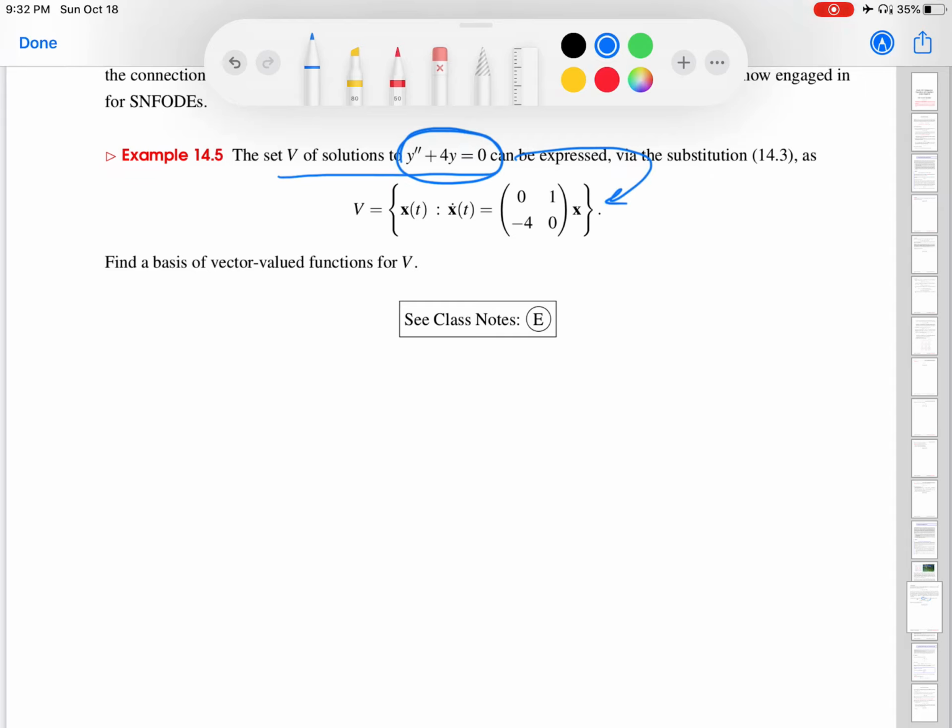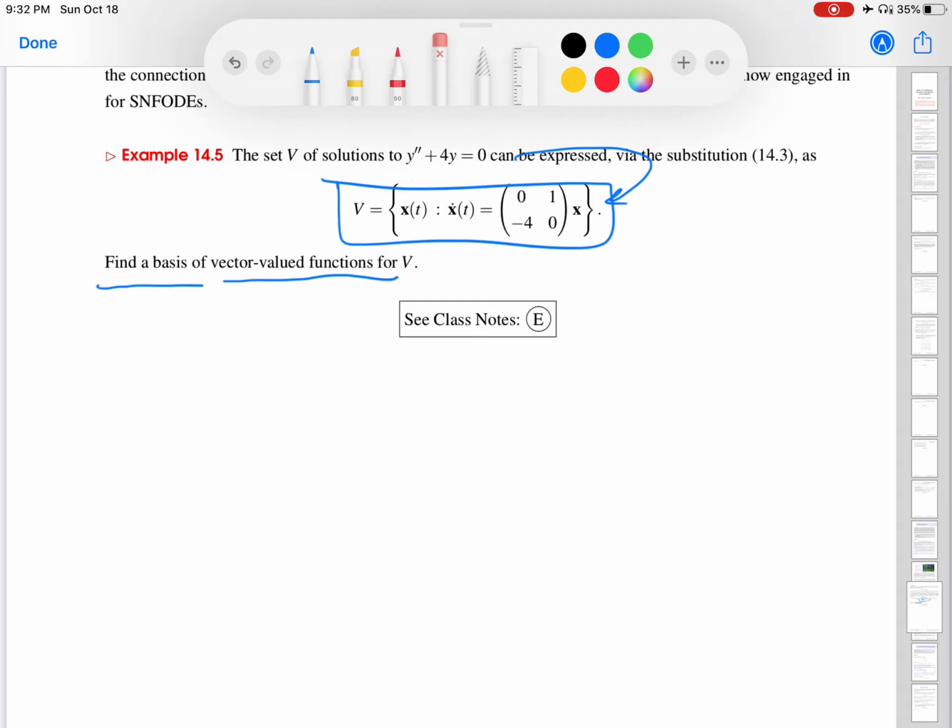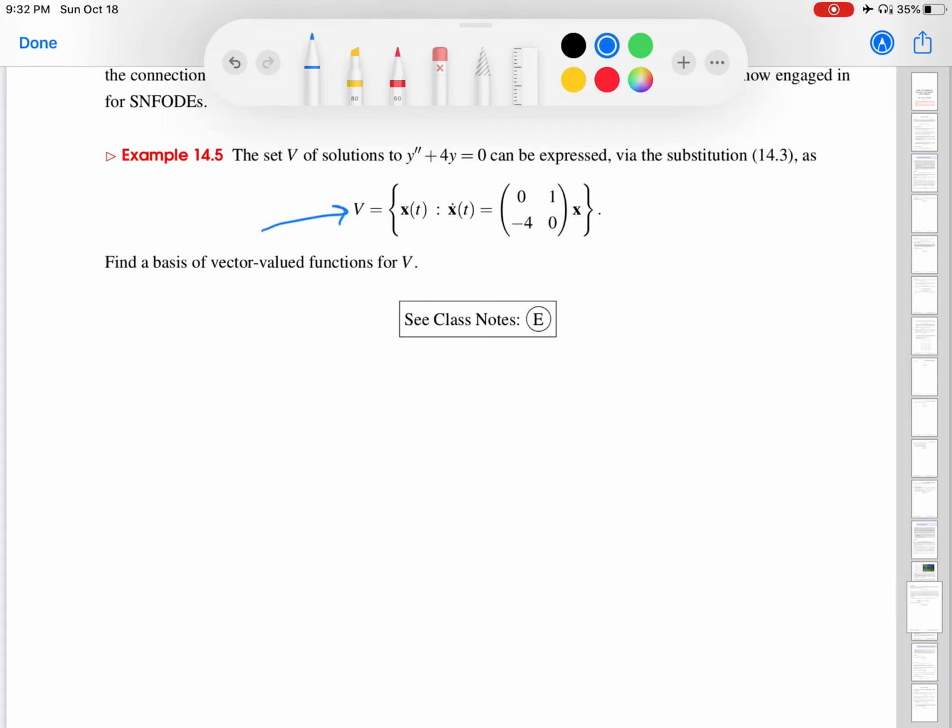And actually what I'm asking you to do is much more sophisticated. So I want to find a basis of vector valued functions for this set. All right. So that's, first of all, pretty neat because basis, that's a linear algebra concept. And this set is a set of vector valued functions that satisfy a system of differential equations. So this is kind of the first time that we're really marrying these two concepts, linear algebra and differential equations.